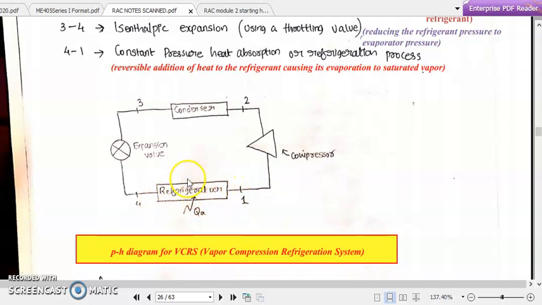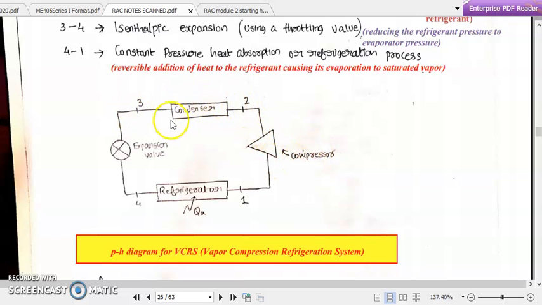The refrigerator is nothing but the evaporator, where the liquid refrigerant will be evaporating by absorbing heat from the various things kept in the freezer. It can be our ice cream, it can be our vegetables, it can be anything that we are keeping in the freezer compartment for refrigeration. So 4-1 is our refrigeration step, or the evaporator process. Then 1-2 is our isentropic compression process done by the compressor.